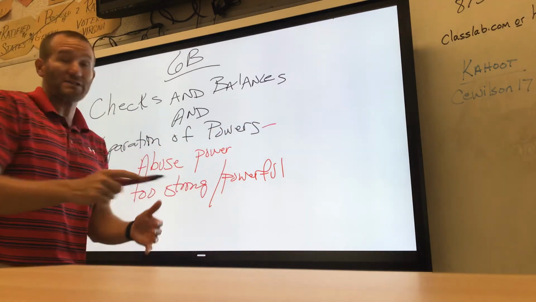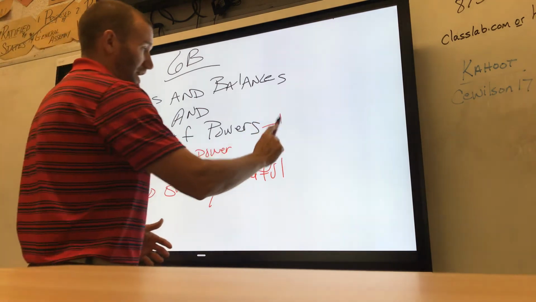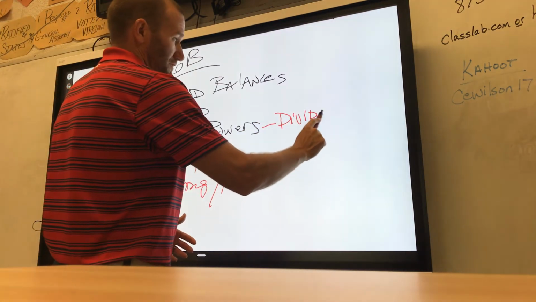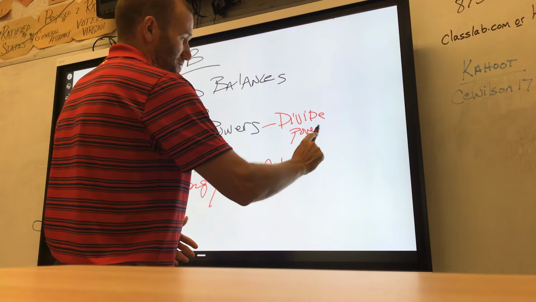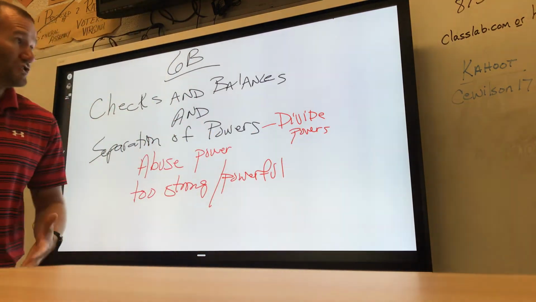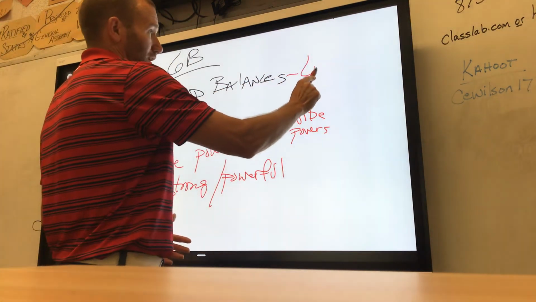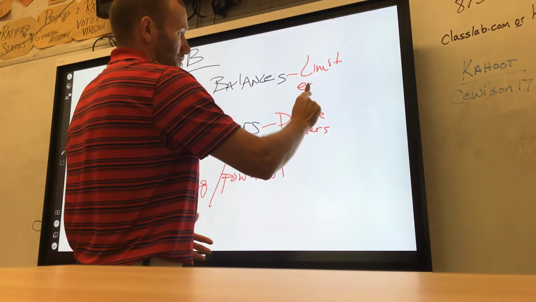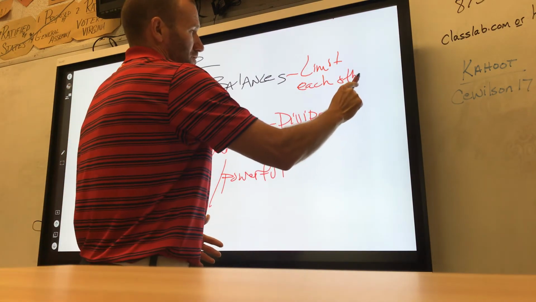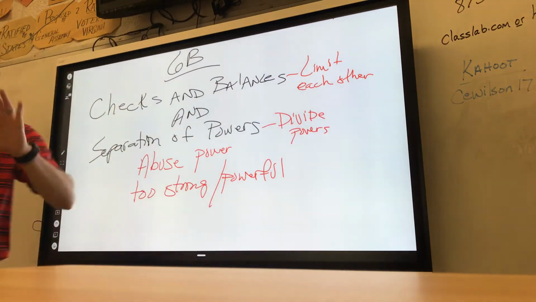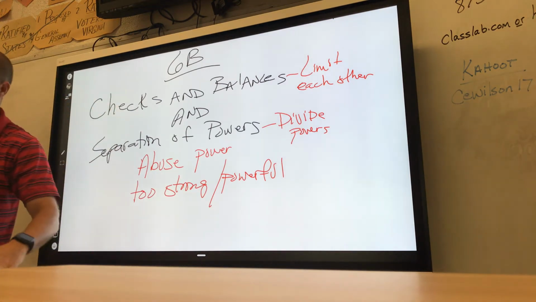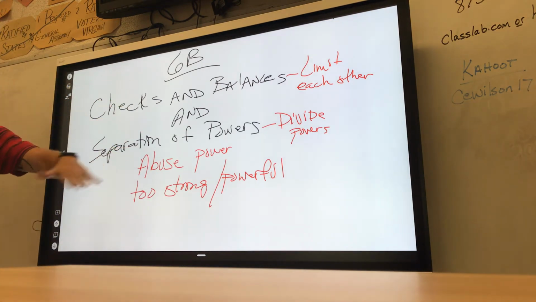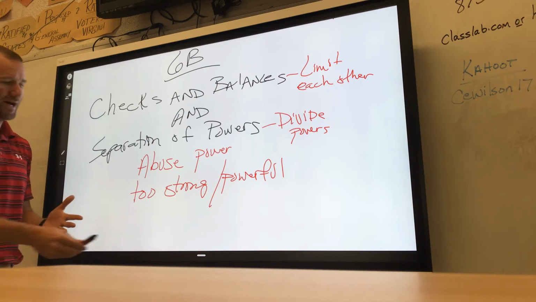Separation of powers basically means we divide them up. We divided powers up. There are powers that each branch has. Checks and balances is where we can limit each other. Okay? So just kind of keep that separate. Most of the time this stuff goes together. We think checks and balances and separation of powers are kind of the same mindset.